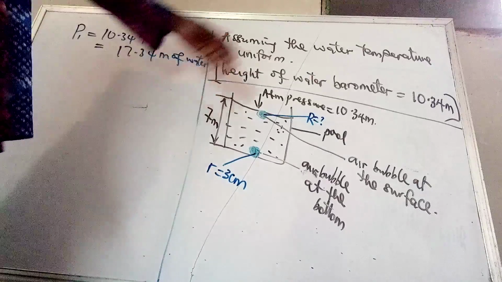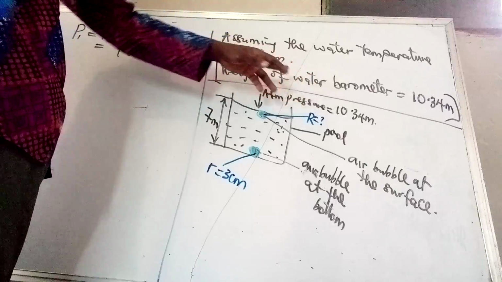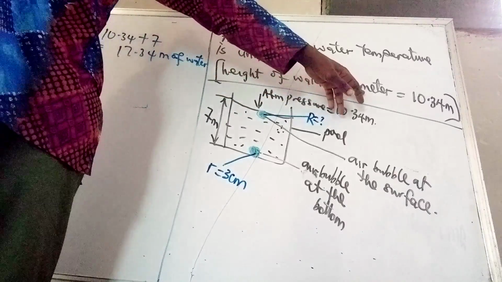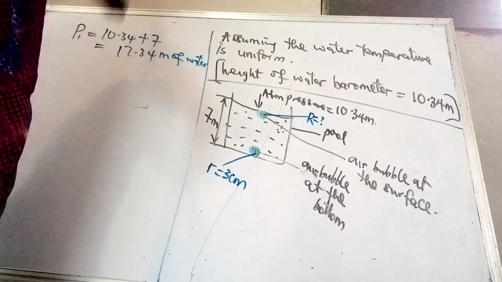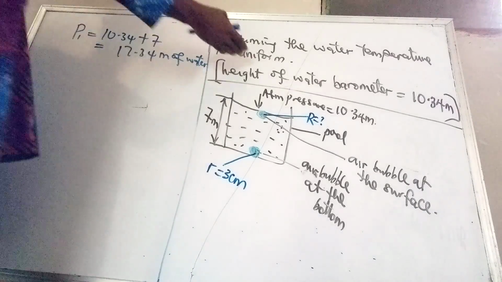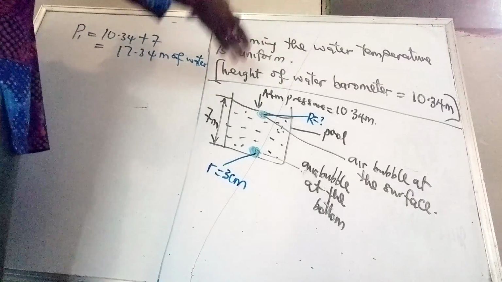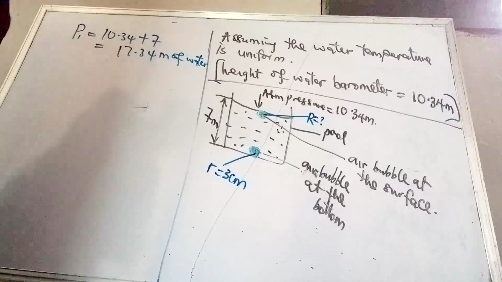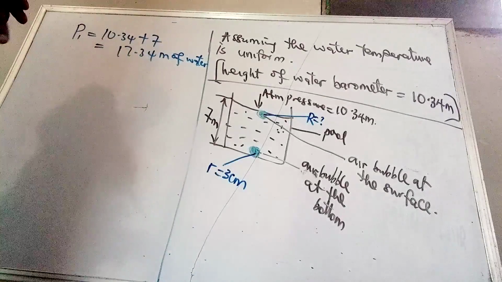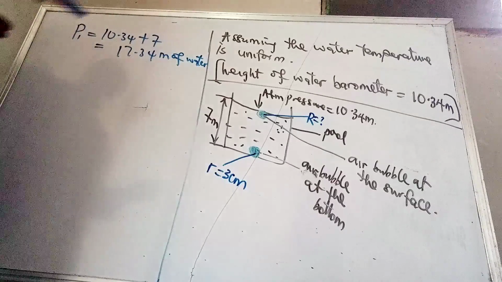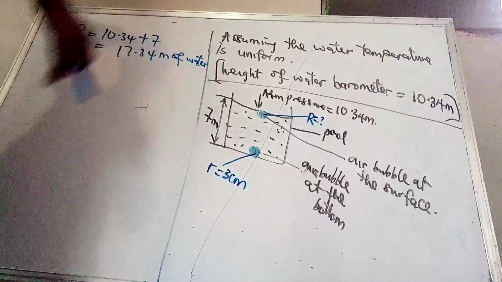Okay, how do I know that atmospheric pressure is 10.34? Because of what we are given here: the height of the water barometer. Do not forget that a barometer is used to measure atmospheric pressure. So we call this the barometric height of the liquid, which is water here. It can be any other liquid, it doesn't matter in any other question. It could be mercury. It's called barometric height, which is the atmospheric pressure acting on that liquid.